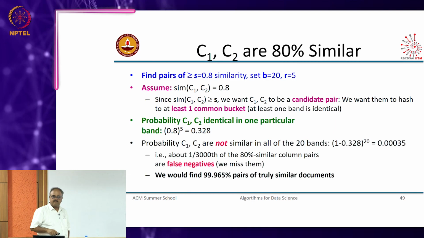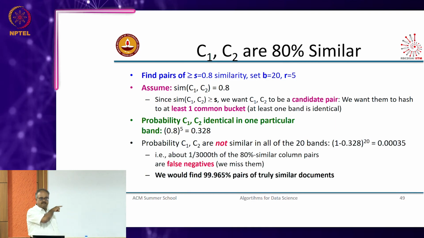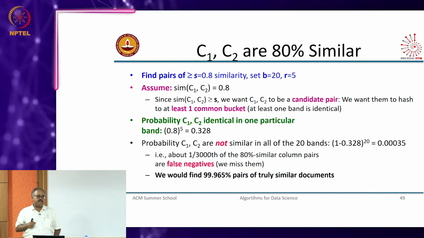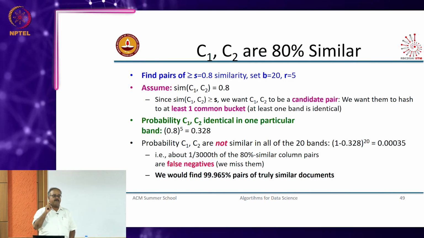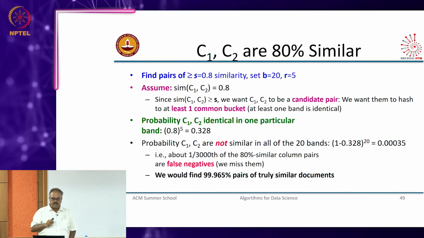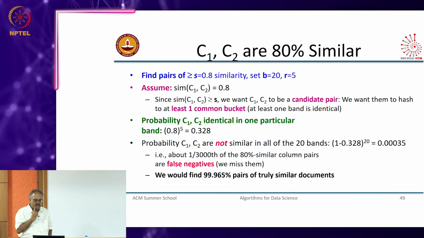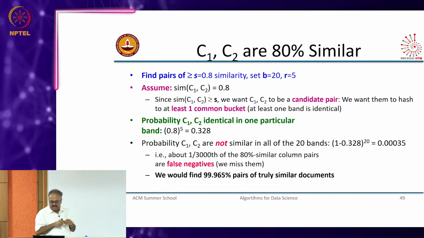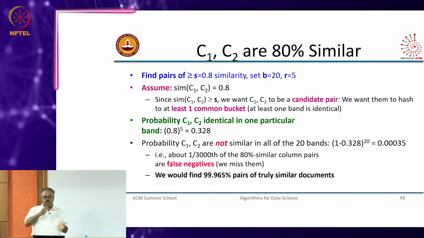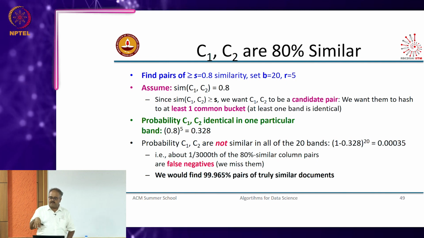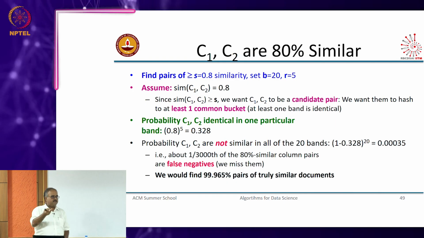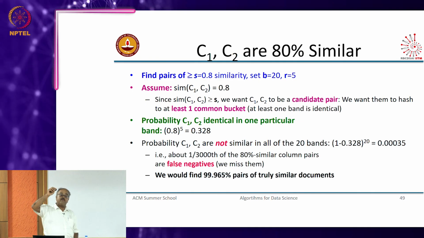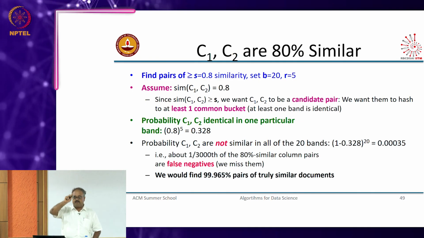Is it fine? Okay. But there is already a small number that has become very small now, 0.328. Even though the similarity between C1 and C2 is 0.8, the probability that they will hash to the same bucket in one band is 0.328. So, what is the probability that they do not hash to the same bucket? It is 1 minus 0.328, and we have 20 such bands.